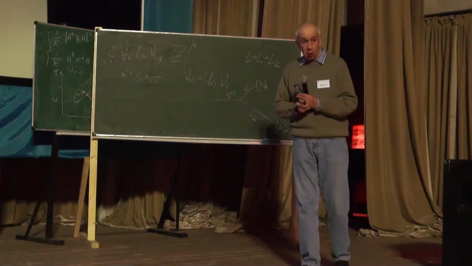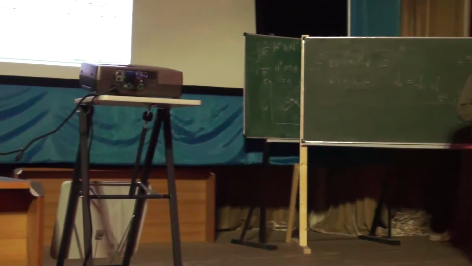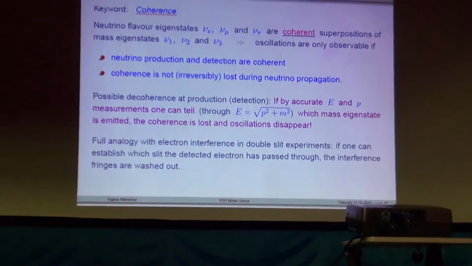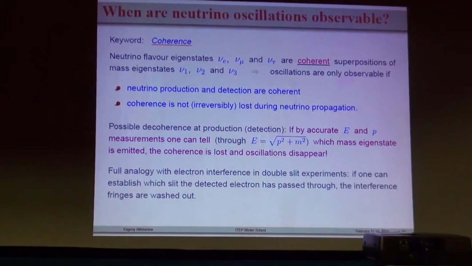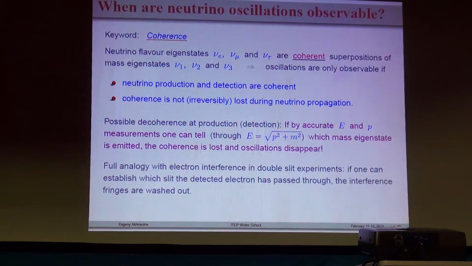Okay, let's go further. The topic I want to discuss now is when can neutrino oscillations be observed? Well, as I said, we need a detector which is not very close to the source. But that's not the only condition. There are some other conditions under which neutrino oscillations are observed. These are so-called coherence conditions. In order for neutrino oscillation to be observed, we need the neutrino flavor state to be a coherent superposition of different mass eigenstates. What do I mean by coherent superposition?